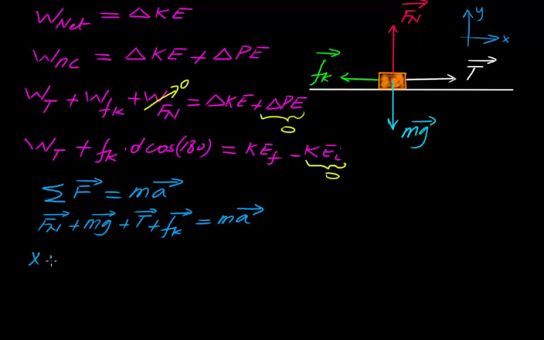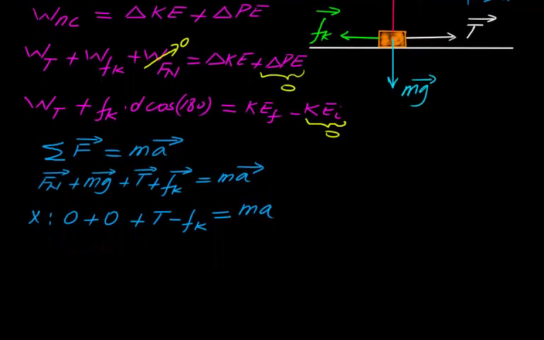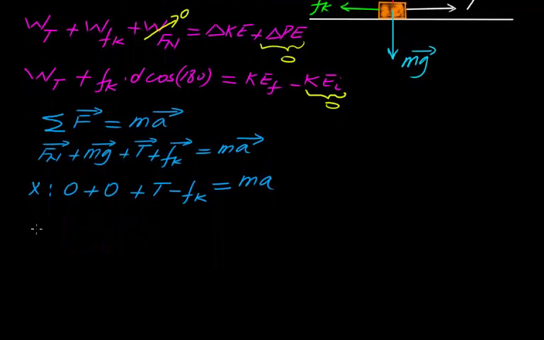The x component for this equation is going to give Fn to be 0 because it is vertical. Mg is also acting along the vertical, therefore it's 0. The tension is positive. The Fk is negative, it's acting in the opposite direction of motion, equals mass times acceleration. This equation is not important to us, but the y component is the one that we're going to need.